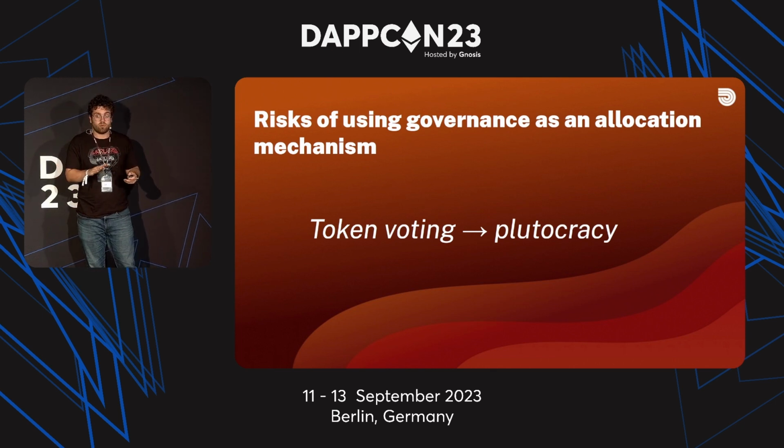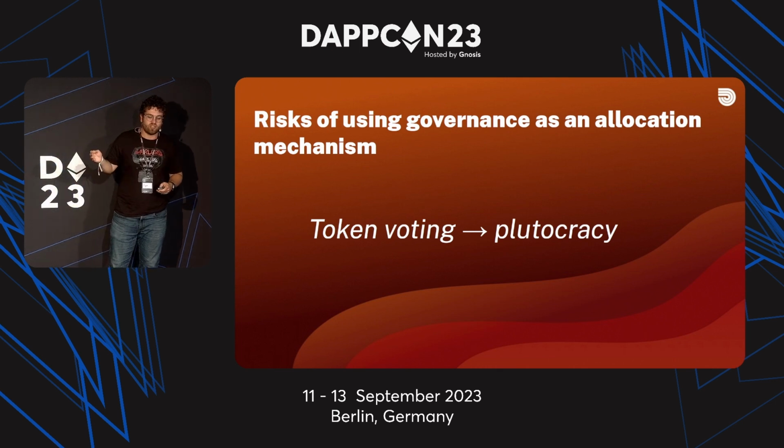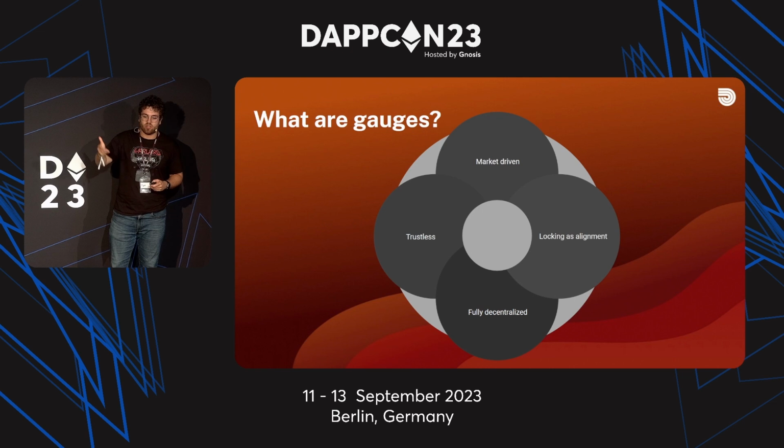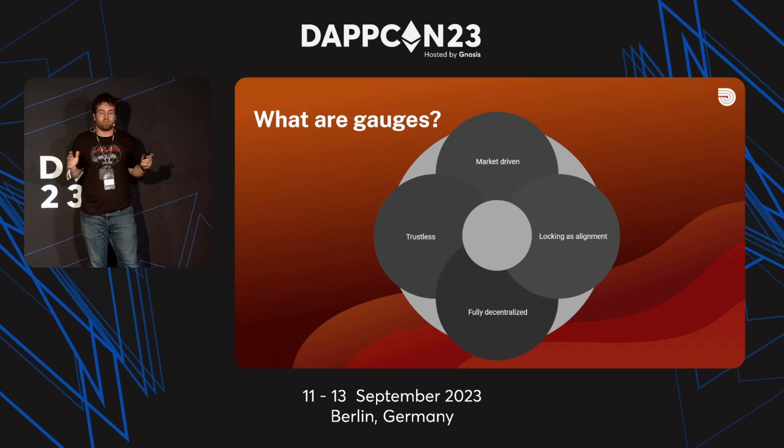That doesn't mean that you shouldn't be decentralized or not listening to token holders or stakeholders in general, right? What it means is that there are much more efficient ways to do so. And one of these, personally for me, is what we call gauges, that was introduced by Curve. So what are gauges and why are they interesting?